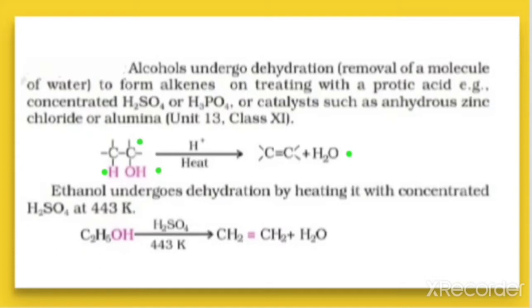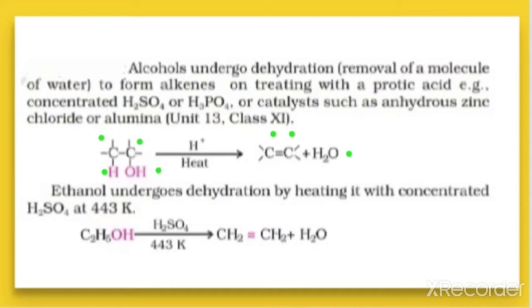If this is the alpha carbon, then this carbon will be the beta carbon. So there is removal of the OH group from the alpha carbon and removal of H from the beta carbon, which results in the formation of water. So here there is a formation of a double bond between the alpha carbon and beta carbon, that you can see. So that is dehydration, removal of water.